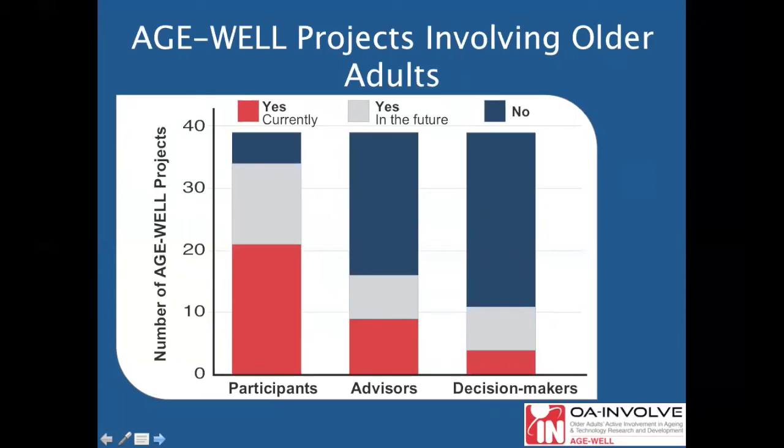Almost all Age Well projects involve older adults in a research participant role or have concrete plans to involve older adults in this role. Involving older adults as advisors and co-producers was not as frequently practiced, with 38% of projects involving older adults as advisors and 28% involving older adults as co-producers. Next slide.